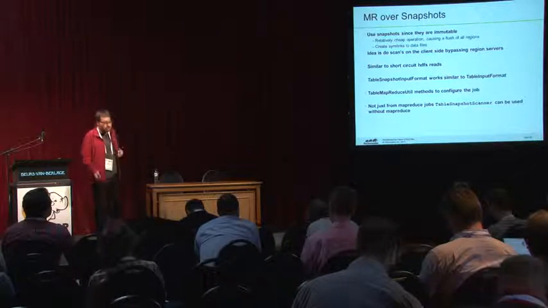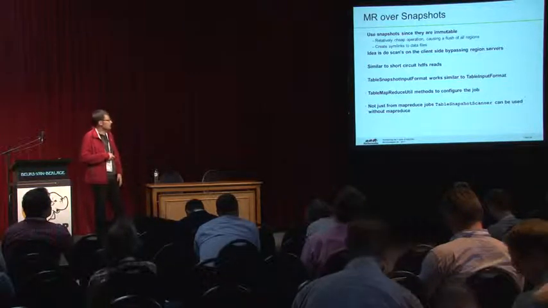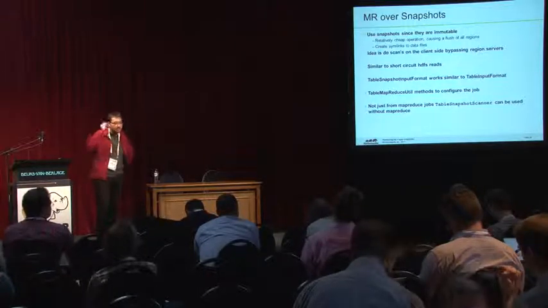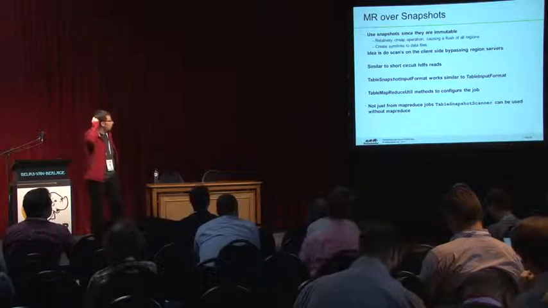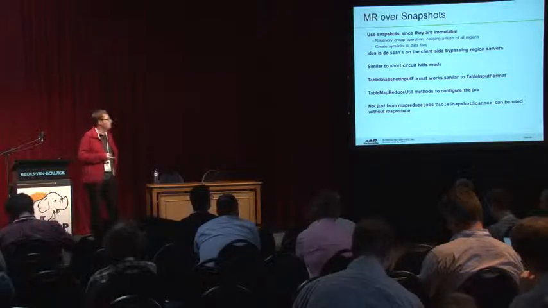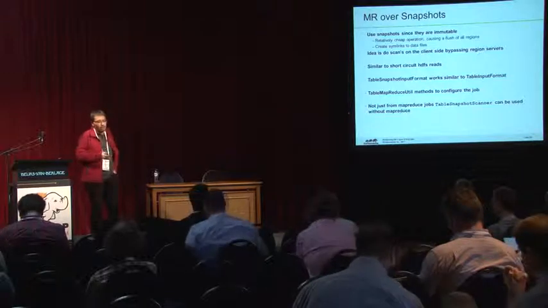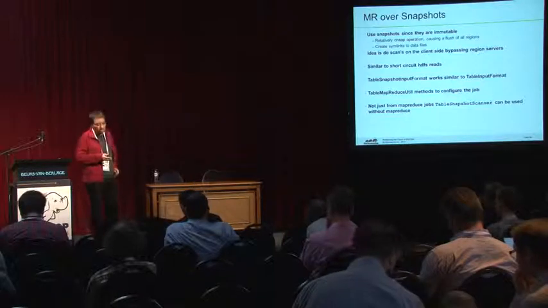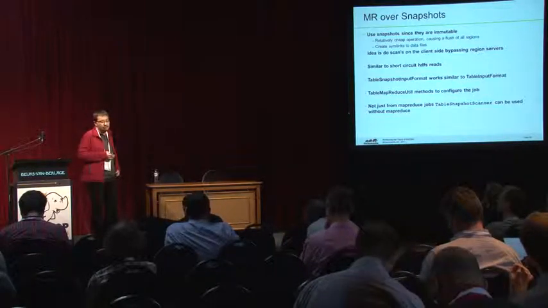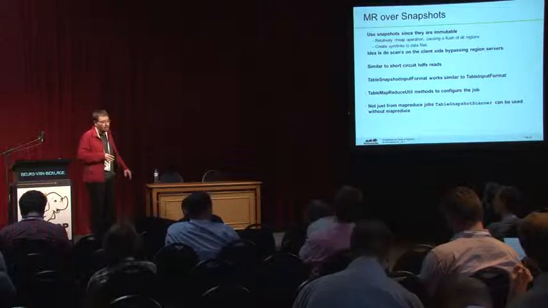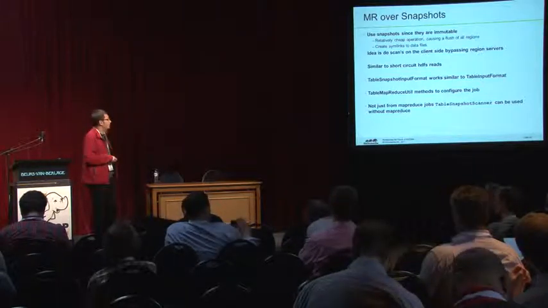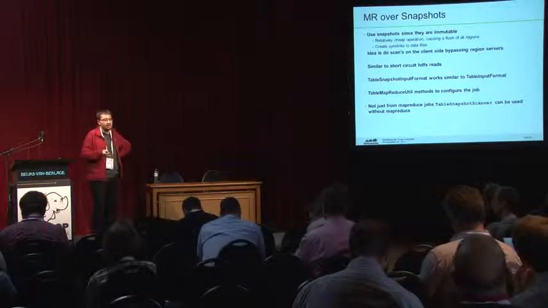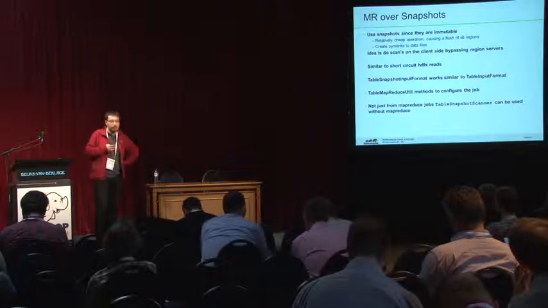Okay, so the other feature is MapReduce over snapshots. The snapshots feature was added, I think, last year, and I don't want to go over it, but snapshots are basically links to immutable files, and it's a relatively cheap operation which causes flushes, and then it creates symbolic links to your data files. So the idea is to do scans on these files from the client side without going through the whole region server layer.